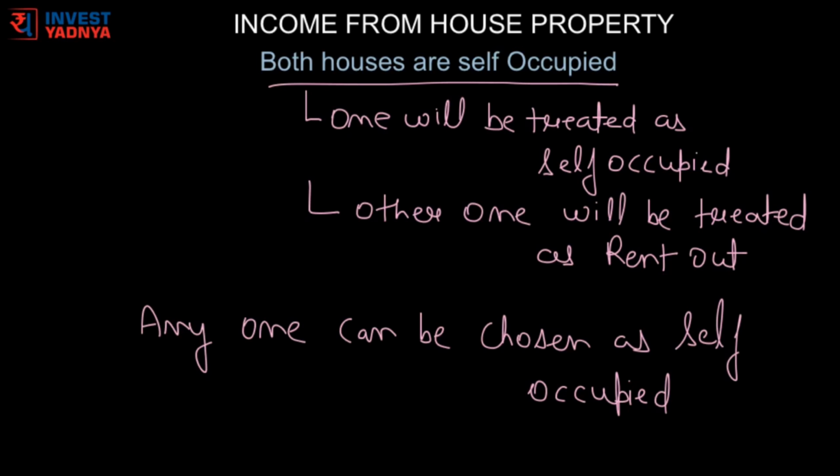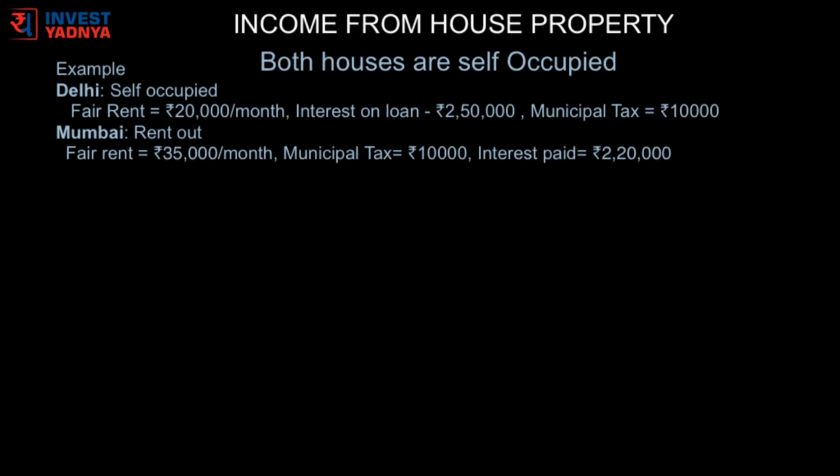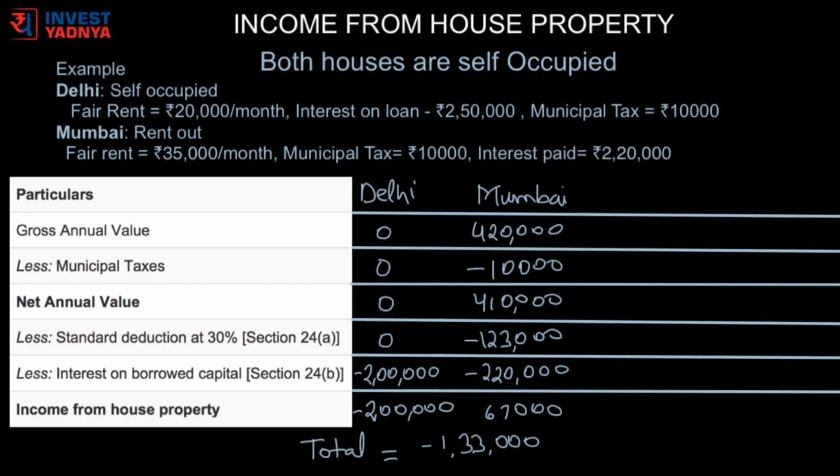And let's understand this with the same example we discussed in the previous scenario. In the example, we have added fair rent of Delhi property and removed actual rent of Mumbai property as both are actually self-occupied. The question we need to ask here is which property should be considered as self-occupied to decrease the tax liability. Firstly, let's see the income from house property with Delhi as self-occupied and Mumbai treated as on rent. Doing the calculations in the same way as before, taking fair rent as gross annual value, we get income from house property in this case as loss of rupees 1,33,000.